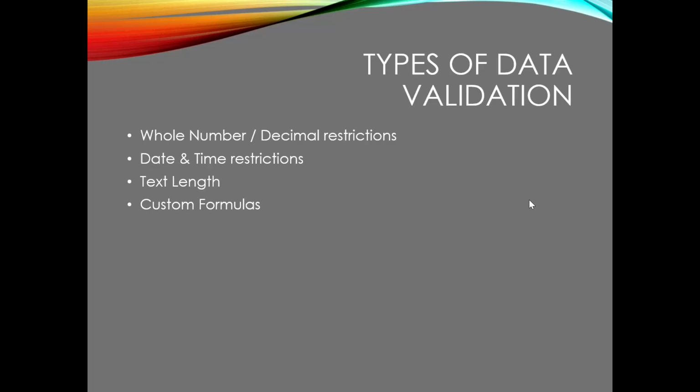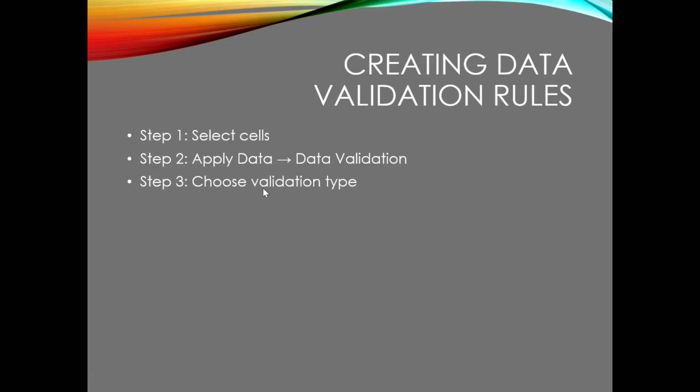The types of data validation are whole number, decimal restriction, suppose I want a number only, or a decimal, date and time restriction, text length, and custom formula as well. Next, creating data validation rules. Step one, select the cell. Step two, apply data validation. Step three, choose the validation type, which kind of validation you want.